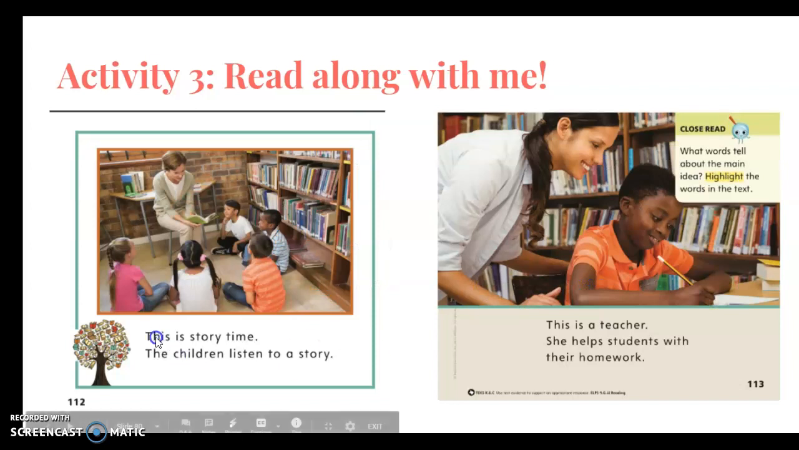Turn the page. This is story time. The children listen to a story. So here's another thing you can do at the library. Here's the librarian, and she's reading a story, and the kids are sitting and listening. It's called story time. And that is pretty fun.